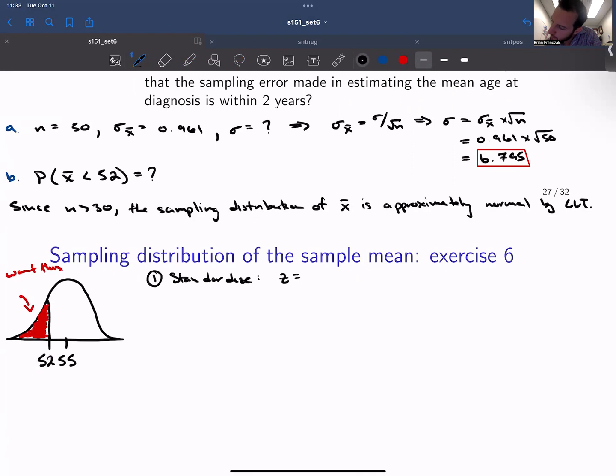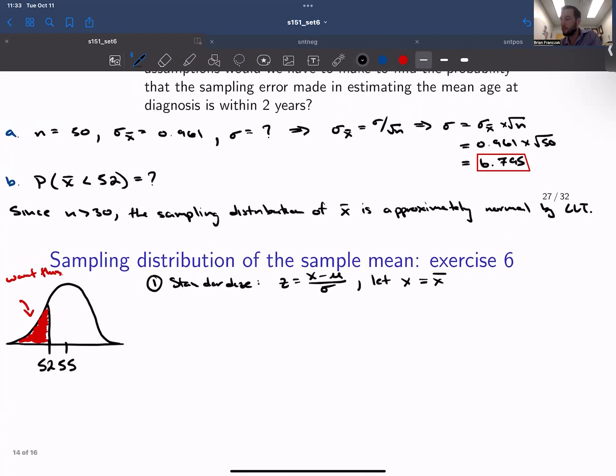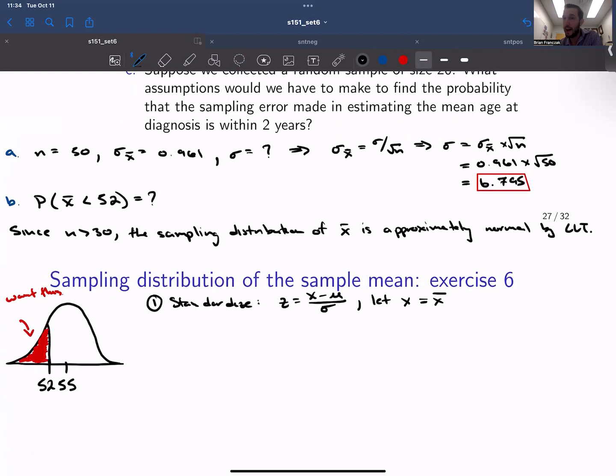So Z is equal to X minus mu over sigma. Now, we are going to let X be equal to X bar here, because we are asking a probability question about the mean age, about the average age, or about the sample mean. So we want to standardize X bar, which is approximately normal with mean 55 and standard deviation 6.795, into a Z-score. So we want to turn X bar into a standard normal. If we let X equal X bar, then Z is now X bar minus its mean divided by its standard deviation. And we can simplify this.